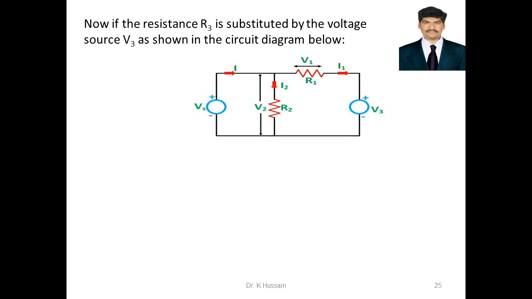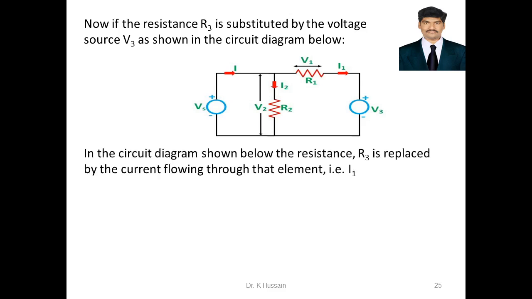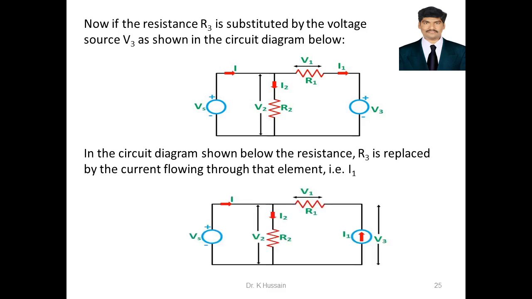Now, it can also be replaced by a current source, that is I1. Here you can see another circuit. Either a voltage source or a current source, anyone you can take. There is no problem for that. So both are the same theorem statement only. In that way we have to take.